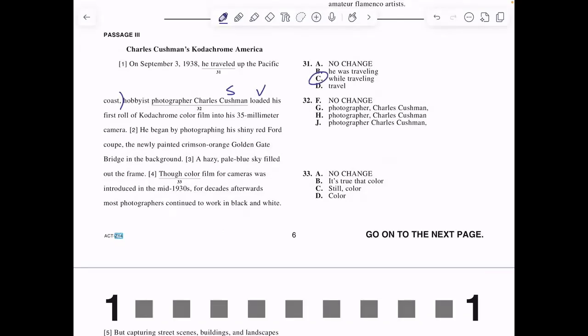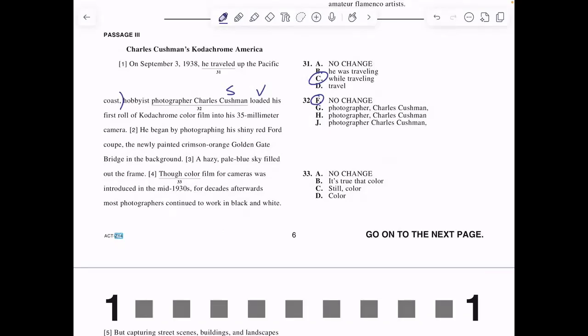While traveling up the coast, he did this. And look at 32. Look at what it is. It's his job. It's his profession. Am I going to have any commas? I am not. It's F. We're moving on. Every time. We got those.